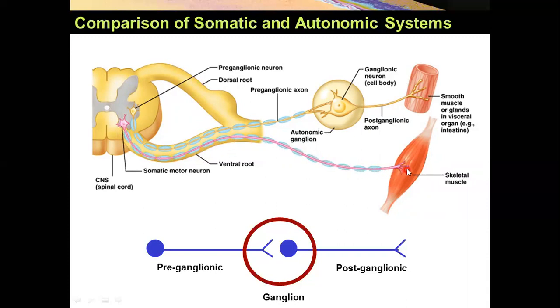is very fast. By contrast, while pre-ganglionic neurons are lightly myelinated, post-ganglionics are not myelinated at all. So the conduction of impulses in the autonomic nervous system is much slower compared to the somatic nervous system.